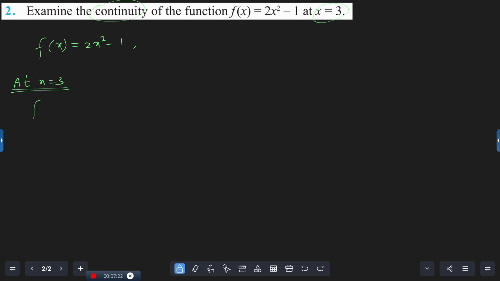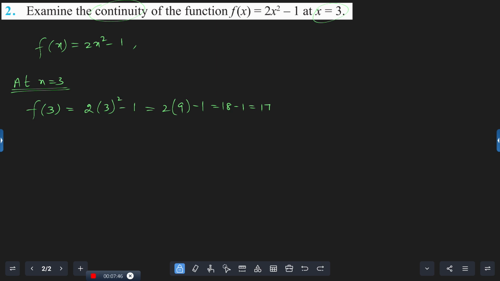So directly I'm going to find the function value first. Function value f of 3 is 2 into 3 whole square minus 1, meaning instead of x, I'm replacing 3. Now when you simplify that, 3 square is 9, minus 1, which is 2 nines are 18, minus 1, which is equal to 17. So this is the function value.